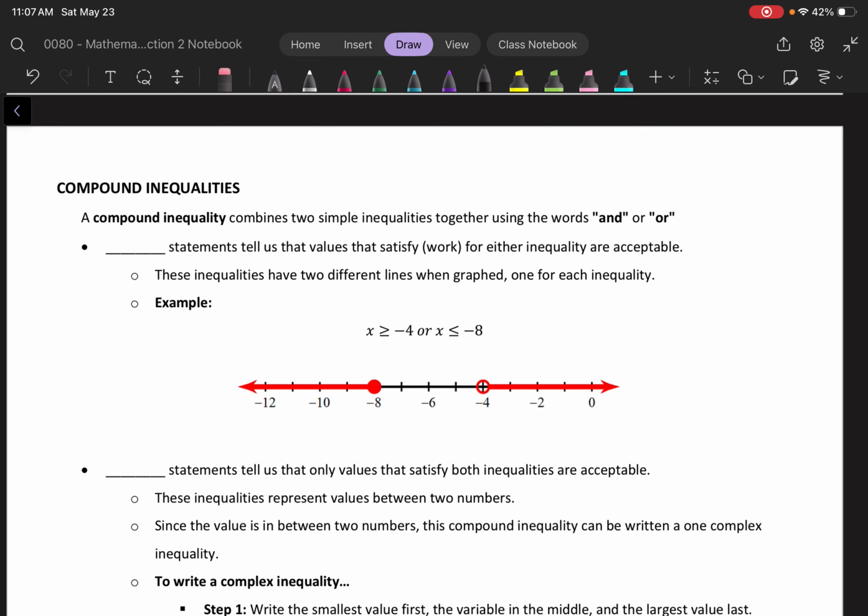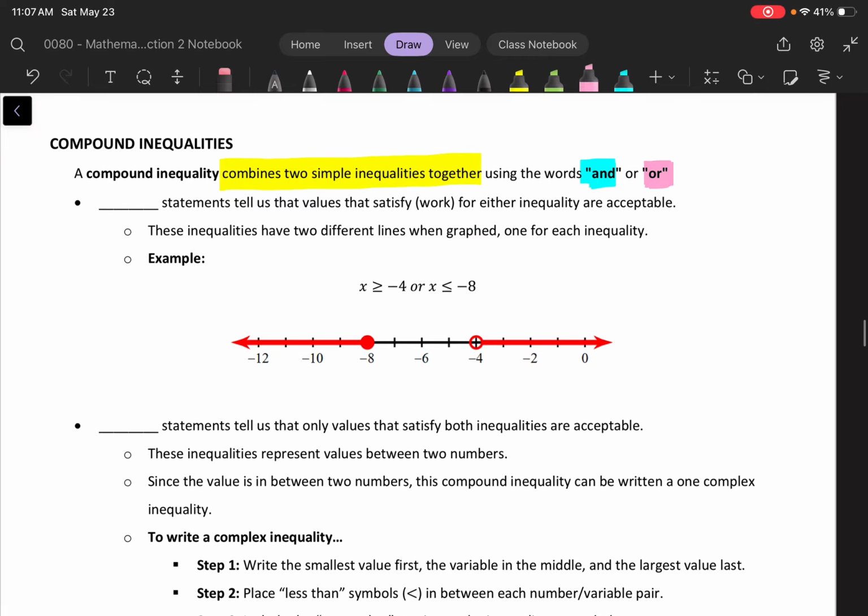Now, compound inequalities are simply inequalities that combine 2 simple ones together. And there's 2 different ways that we combine inequalities. We can combine inequalities using an AND statement, or we can combine inequalities using an OR statement. We're going to talk about what both of those look like, and we're going to get straight to it.